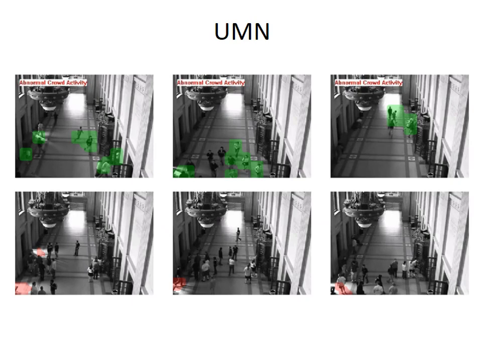In this figure, we show true positive detections from UMN on the top row and false positive detections on the bottom row. True positive detections are people running in all directions.